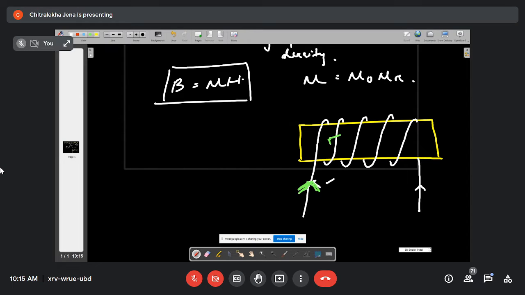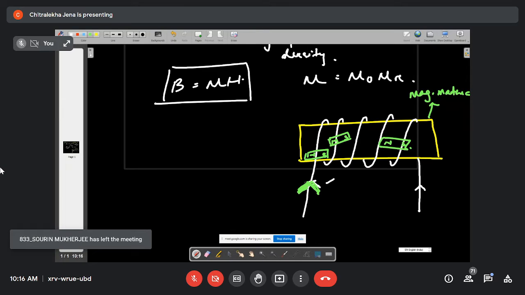There are molecular magnets which are arranged in a haphazard manner, not in an orderly manner, North Pole, South Pole, like this. So when I am passing a current in a coil which is wound over this magnetic material, the molecular magnets, or the magnetic domains, will be arranged in an orderly manner. North Pole, South Pole, like this.